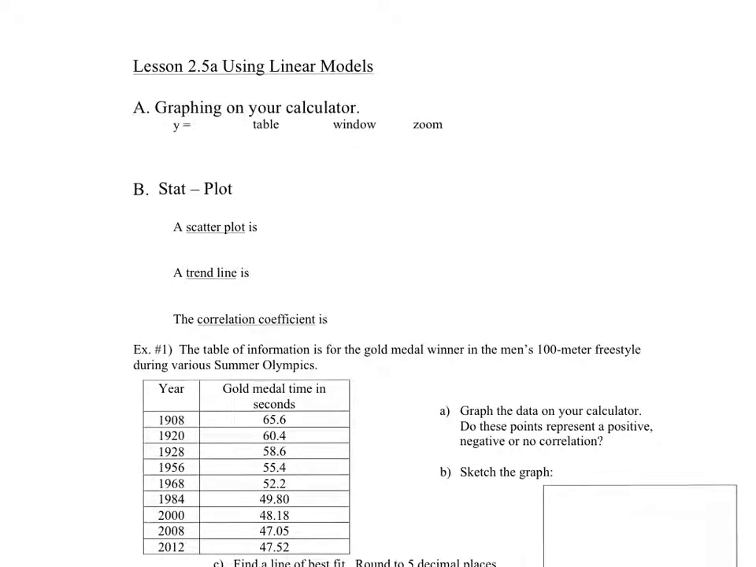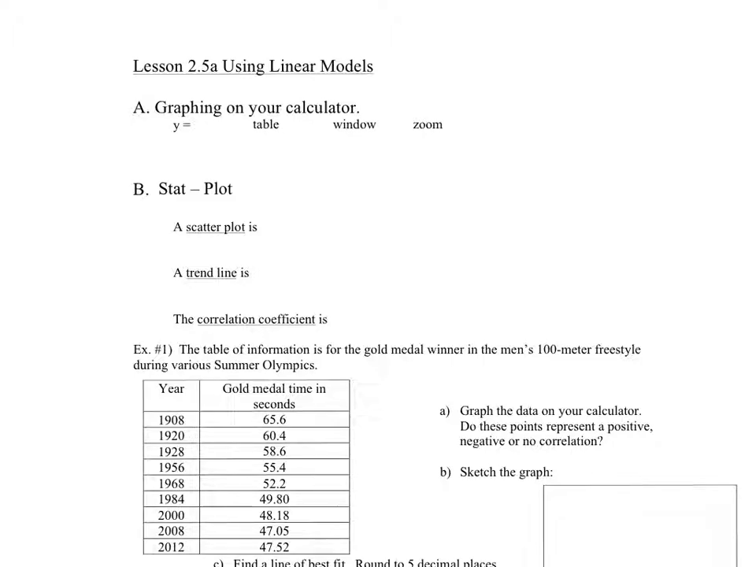All right, so we're doing 2.5a using linear models. Now your calculator can graph any function. Actually, it graphs more than functions, but for us, we're just going to graph some functions. So on your calculator at the very top, these are all your graphing keys where it says y equals, window, zoom, trace, and graph. Okay, and we're going to be using a lot of these.